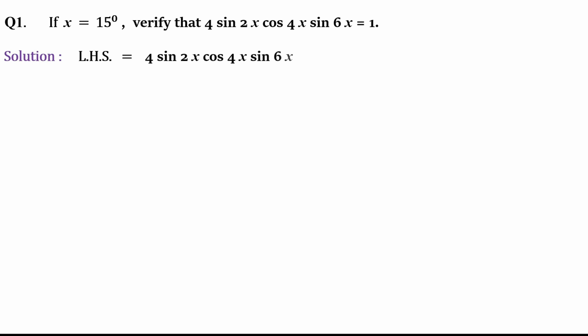So we are taking the left hand side and I know my answer should be 1. So let's substitute. Wherever I see x, I will substitute the value of x. So I have 4 sine 2x, which means sine 2 into 15. Similarly cos 4x means cos 4 into 15, and sine 6x means sine 6 into the value of x, and the x value is given as 15.